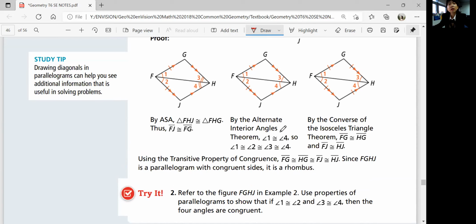I think we already proved that they're congruent by the alternate interior angles theorem, but they want you to use properties of parallelograms. Okay, so instead of using the alternate interior angles theorem, how could you prove it just using the properties of parallelograms? So what were the properties of parallelograms? Think about it. What are the things that we learned last lesson? See if you can apply any of them. Okay.